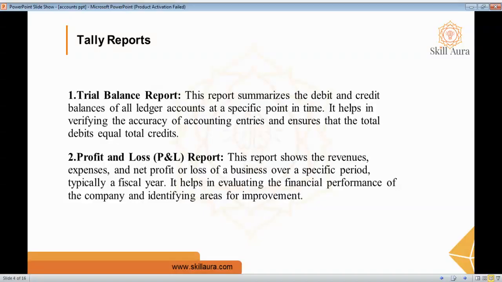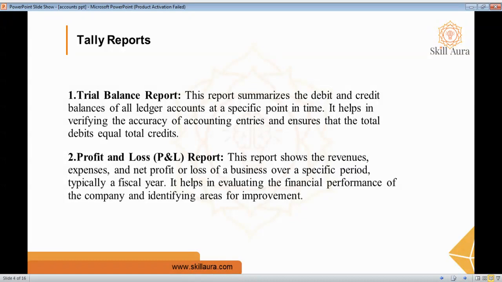A trial balance sheet is a report in Tally that displays a list of all general ledger accounts and their corresponding debit and credit balance. It's nothing but a snapshot of a company's financial position at a specific point in time, and it is used to prepare financial statements like the balance sheet and profit and loss account.